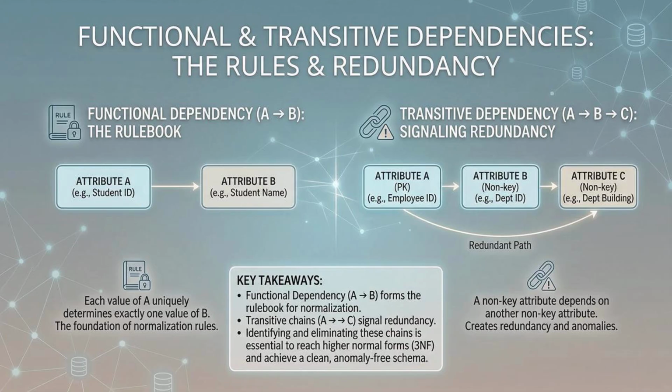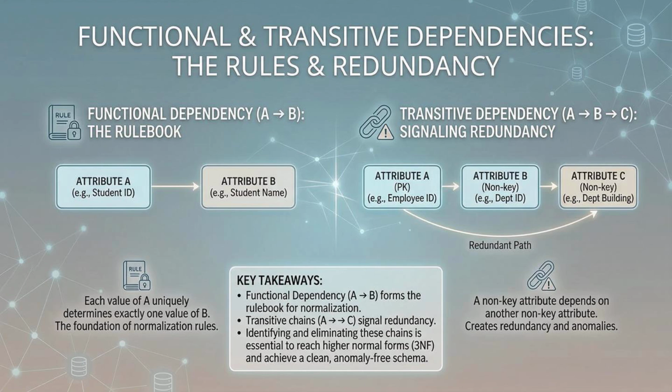Welcome back. On this slide, we're diving into the critical concepts of functional and transitive dependencies, which are fundamental to understanding database design and normalization. Let's start with functional dependency, represented as A determines B. Think of it as a rulebook. It means that for every unique value of attribute A, there is exactly one corresponding value for attribute B. For instance, your student ID uniquely determines your student name. This relationship is the bedrock of database integrity, ensuring data consistency and accuracy. If A functionally determines B, B cannot have multiple values for a single A.